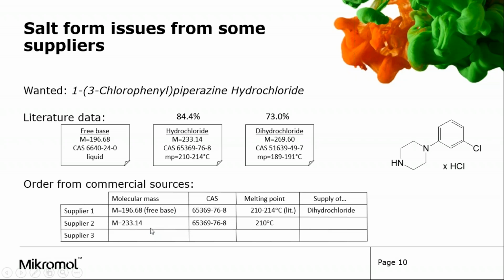Supplier 2, in this case, listed the hydrochloride mass and CAS number and melting point, but when received, the material was the dihydrochloride salt. So again, some confusion could result if one did not characterize this well. And then to add to the confusion, supplier 3 had the hydrochloride mass, the dihydrochloride CAS number, and melting point, but in fact, it was the hydrochloride salt that was received. So you can see that some caution is necessary, and if you don't get a characterized material, you will have to do some level of characterization to know its assay accurately.